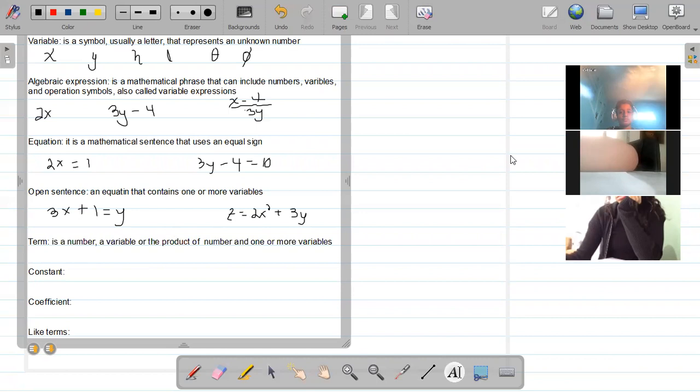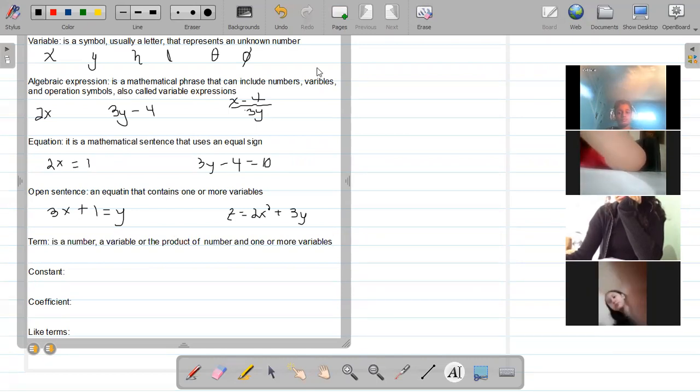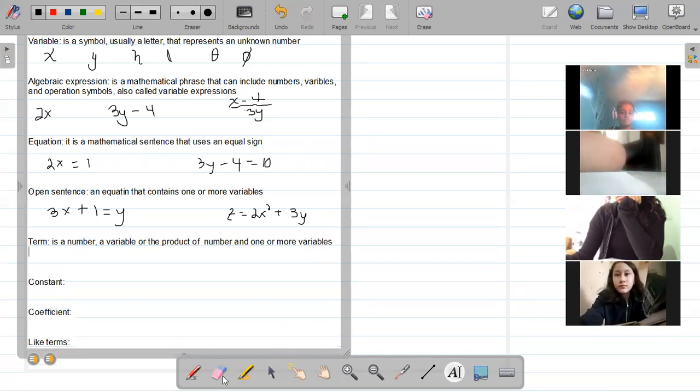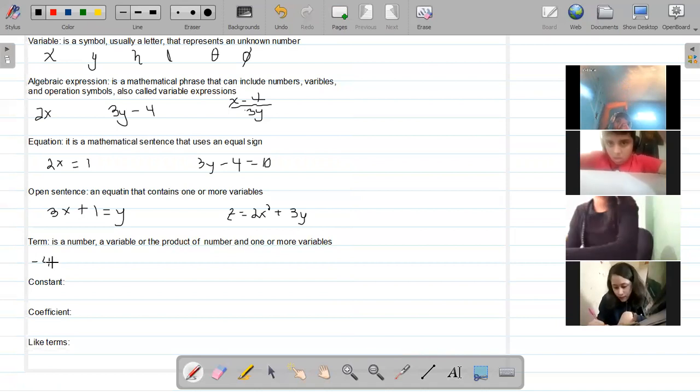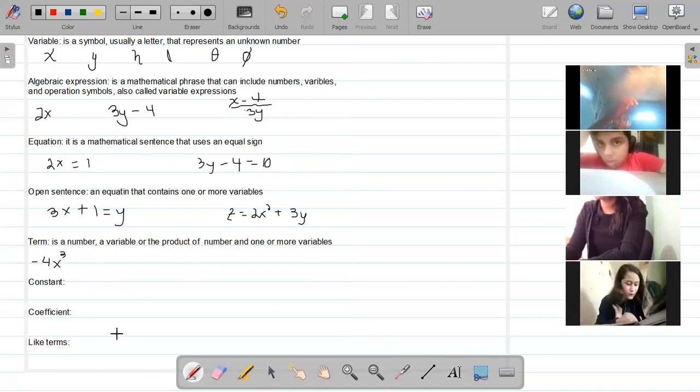Okay, so that is a term. Someone is telling me over here that an example of a term is negative 4x cubed. Yes, awesome. That is an example of a term. So I'm going to give you several examples right now of terms. Just like the one that they gave me on the chat, negative 4x to the cube. This is a term, okay?